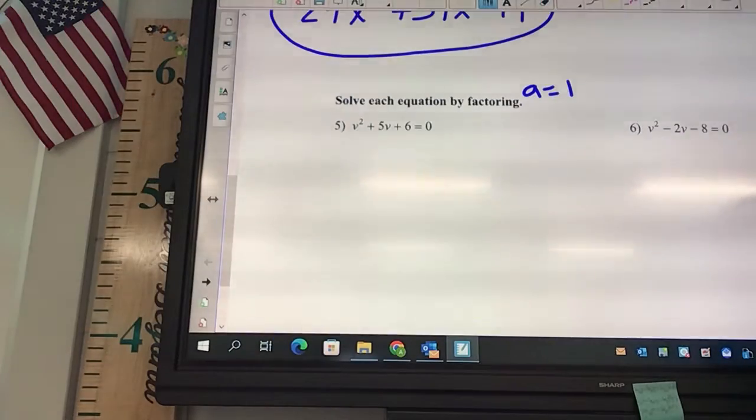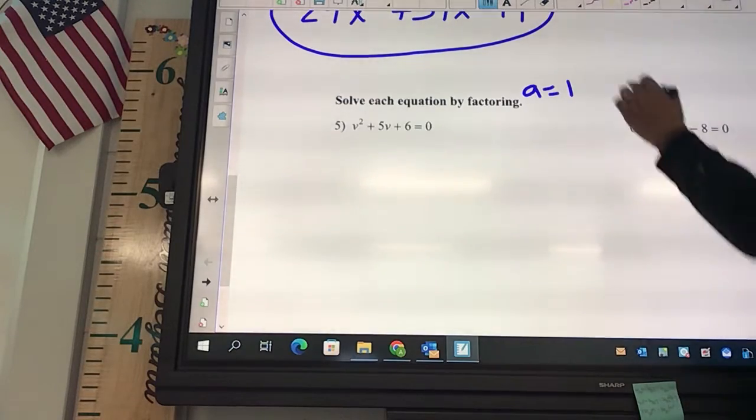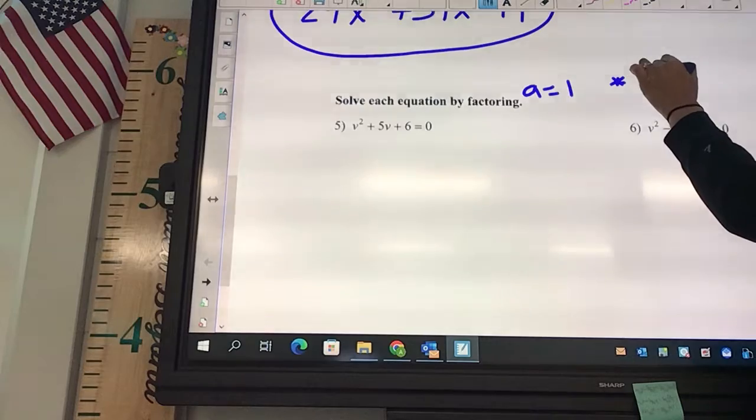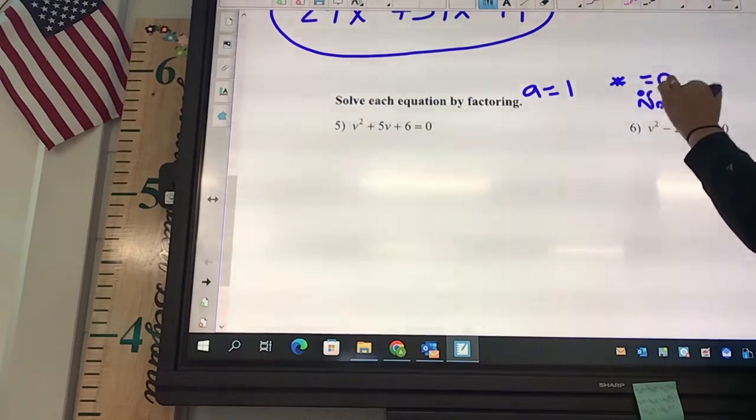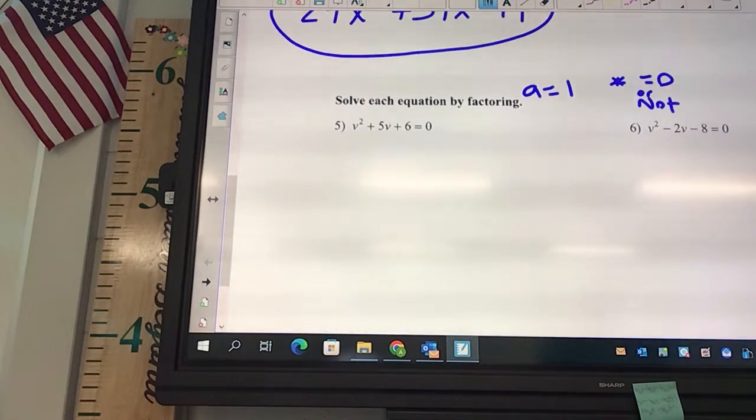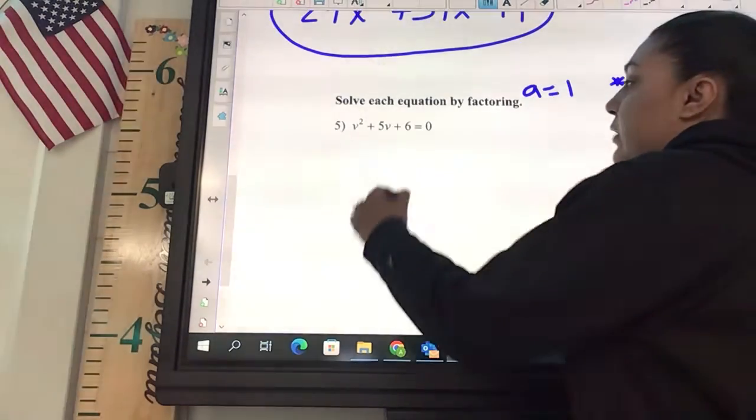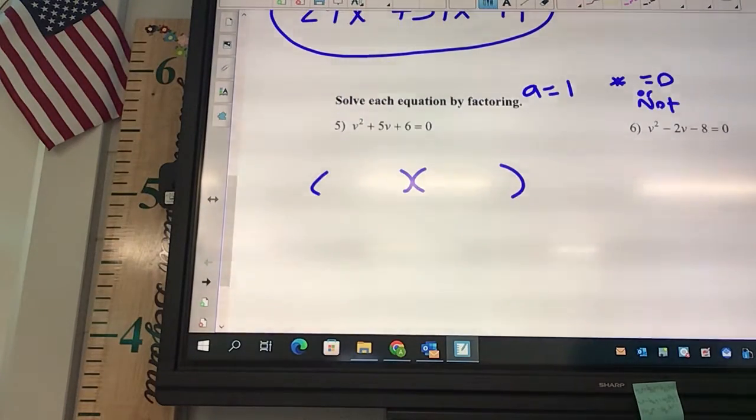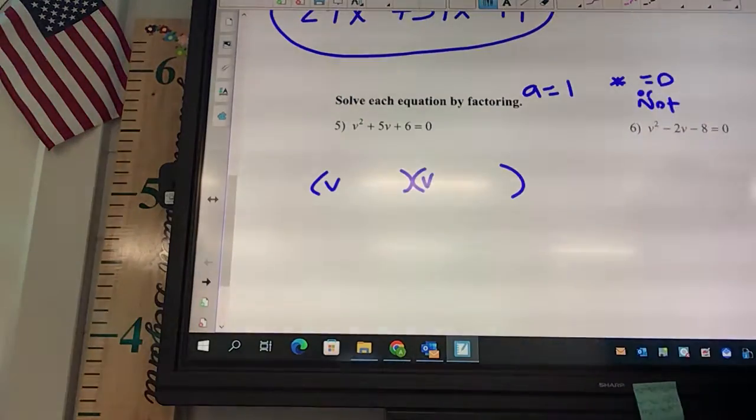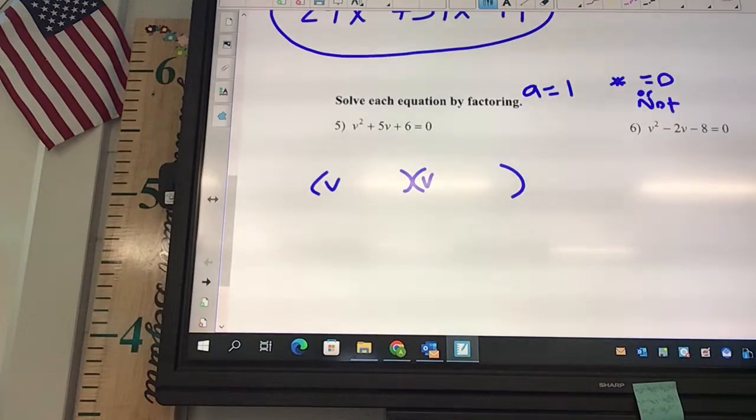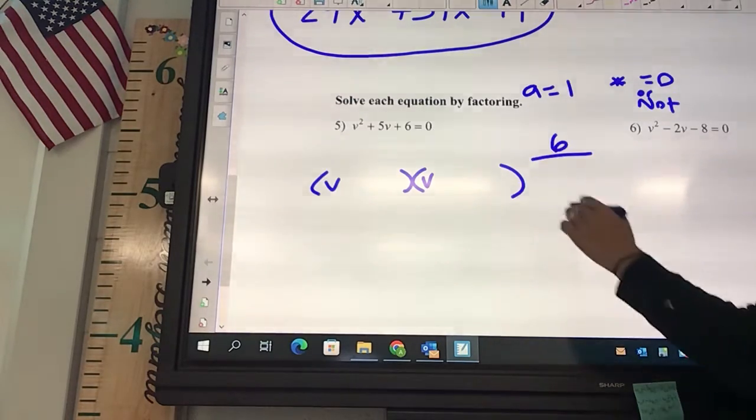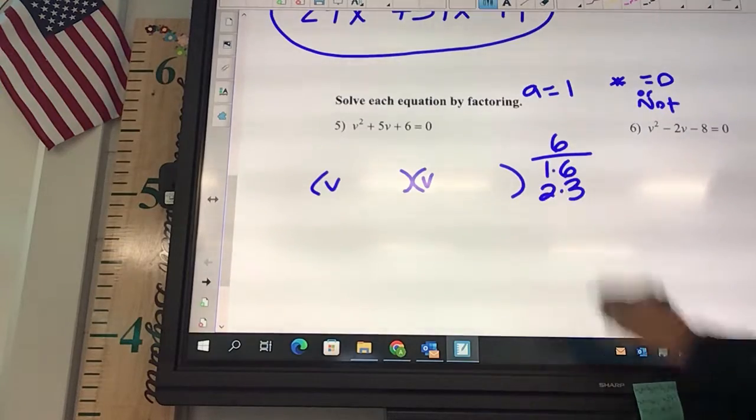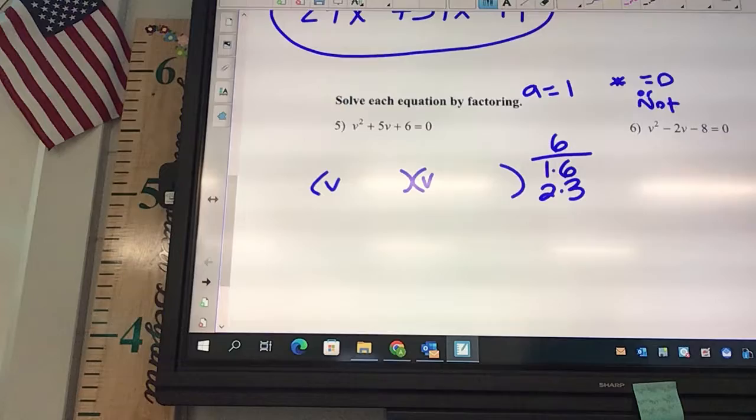Okay, so this one is when A equals 1. Also, pay attention to whether it equals 0 or not, because you're going to either stop or keep going. This is one where you're gonna draw 2 parentheses. How many V's do we have? 2, right? You say V and V. And we make a list of the factors of 6: 1 and 6, 2 and 3. Of these groups, we need something to add or subtract to give me a 5. Which one can I use?